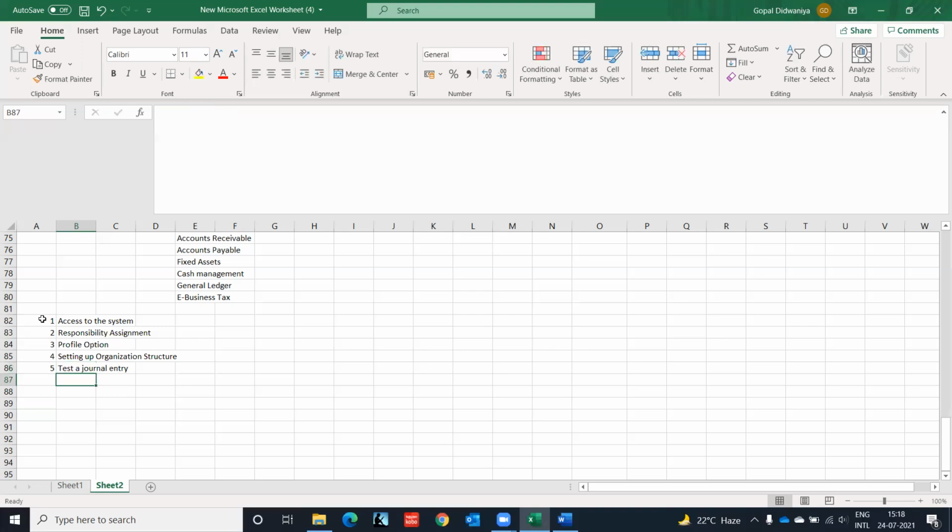This is the basic. At least if we complete this month, you can be starting Monday in another batch. Okay. In this, nothing is related to accounting. This is the system related setups only. Access to the system, you need a login ID and password. Responsibility assignment: to do the activities in the system, you need to have a responsibility for that. Profile option: this brings flexibility to use the system.